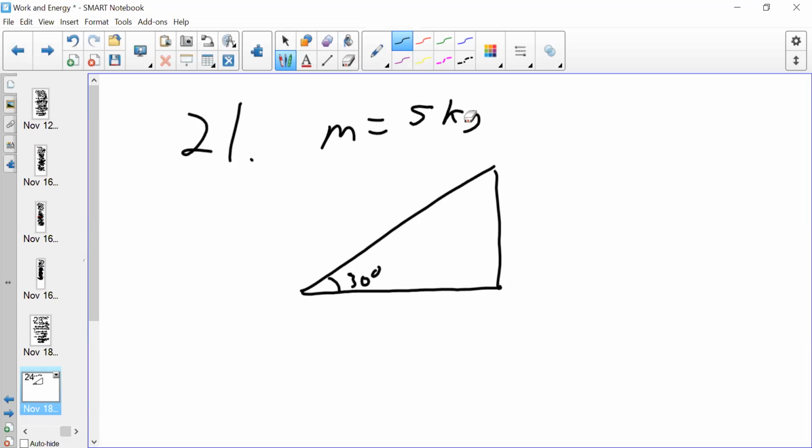A 5-kilogram block is set in motion up an inclined plane with an initial speed of 8 meters per second, and comes to rest sometime later. It comes to rest after traveling 3 meters along the plane, which is inclined at an angle of 30 degrees to the horizontal. For this motion, determine the change in the block's kinetic energy, potential energy of the block-Earth system, and the friction force applied.